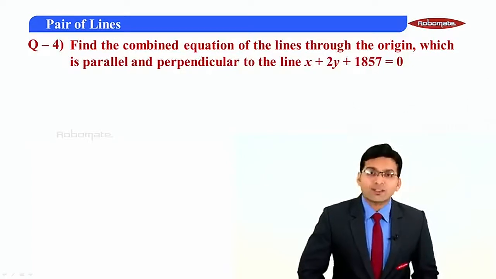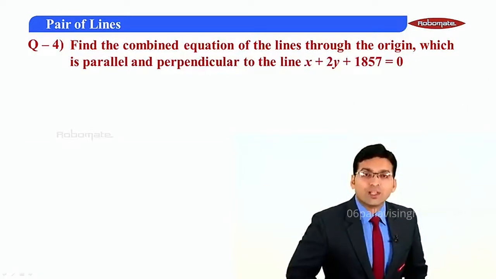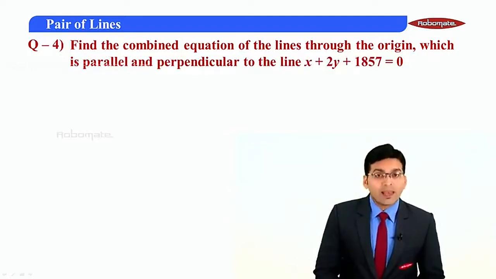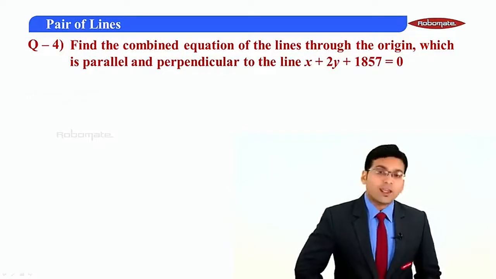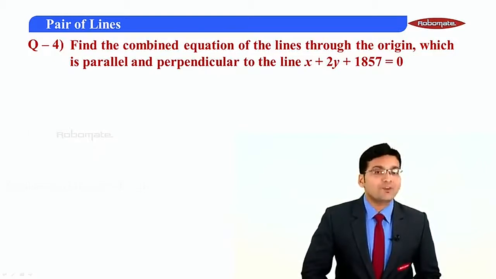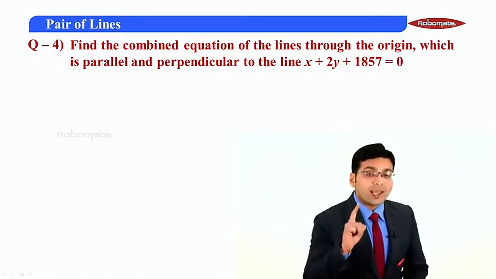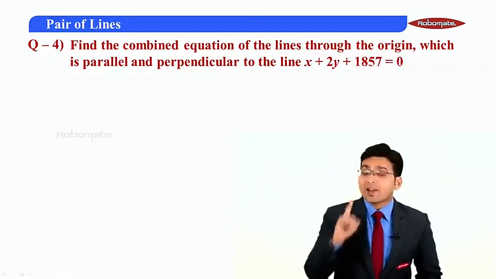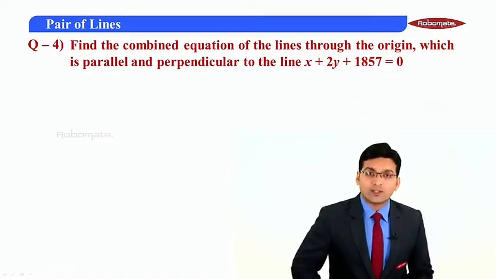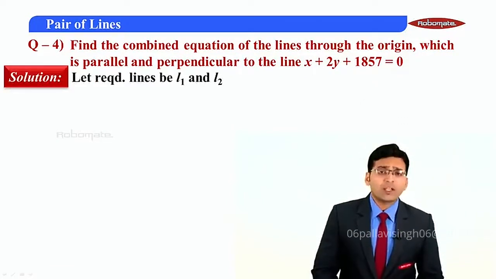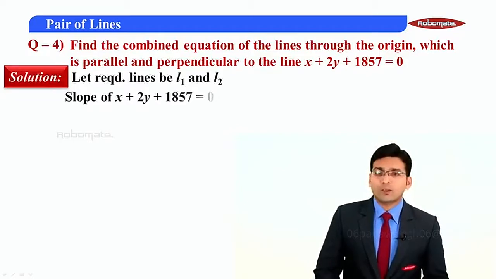Question number 4 says, find the combined equation of the lines passing through the origin which are parallel and perpendicular to the line x plus 2y plus 1857 equal to 0. So students, we need the combined equation of lines where one line is parallel to this given line and the other is perpendicular to this given line. Let us start. In the solution we say, let the required lines be L1 and L2.